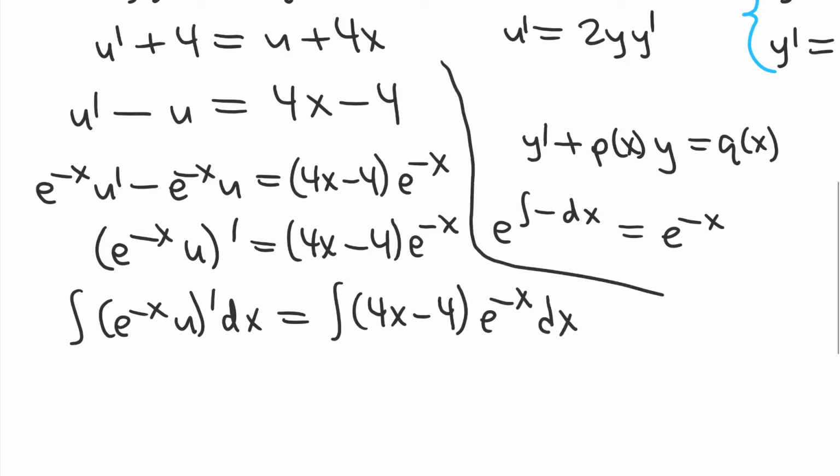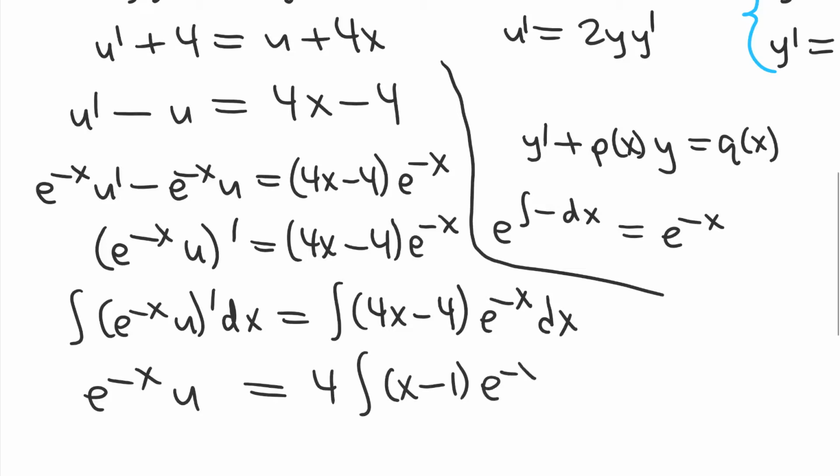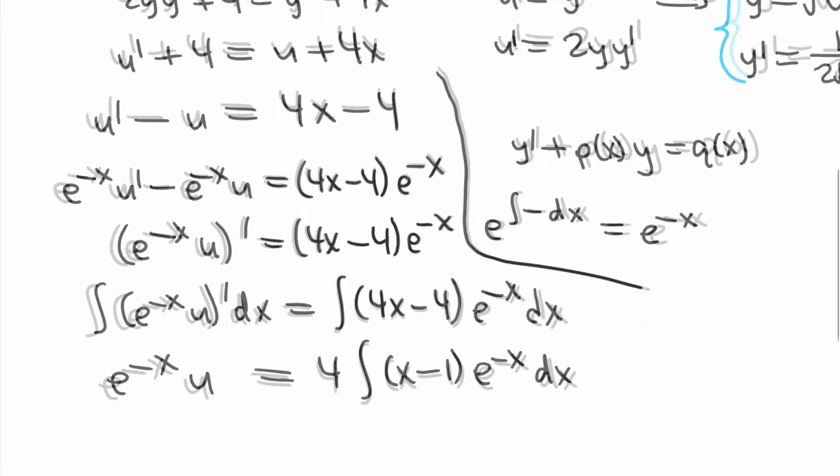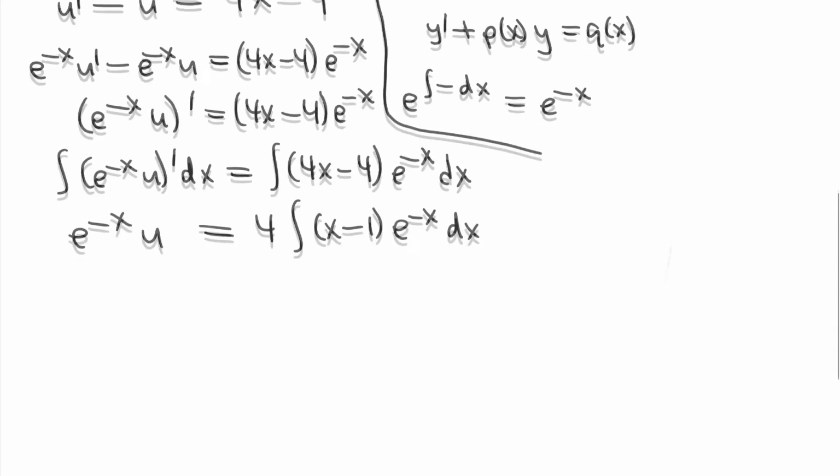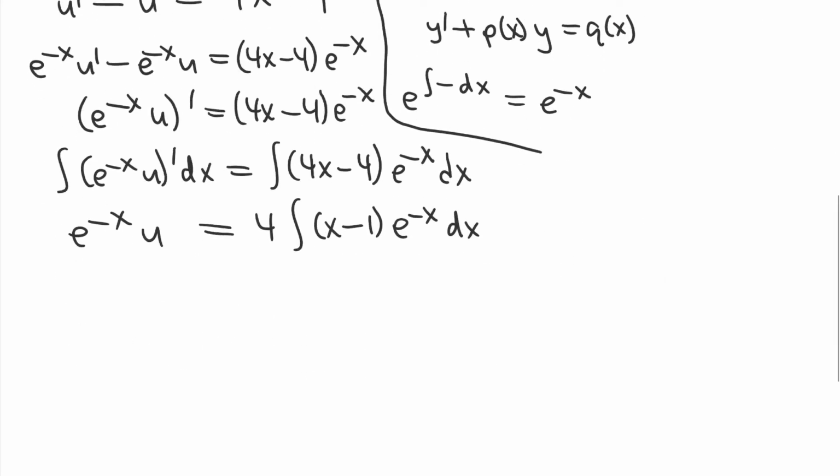On the left-hand side, the integral of a derivative just gives me the inside part, e to the negative x times u. On the right-hand side, you can see we have a product of two functions. Before I determine this, I'm going to factor out the 4 from the first part here. And we have to try to find this integral of x minus 1 times e to the negative x.